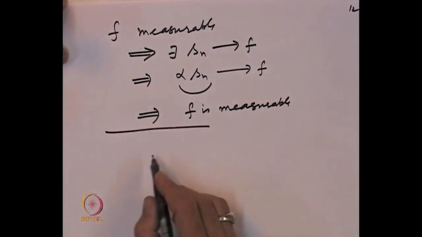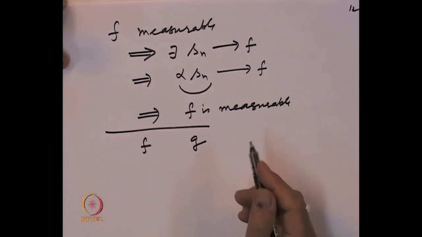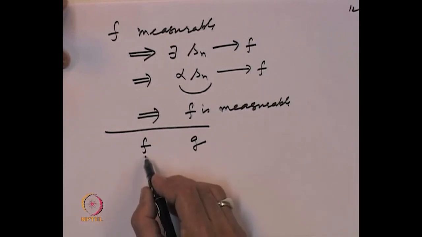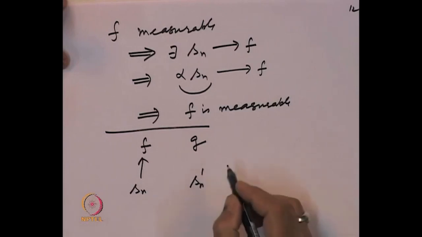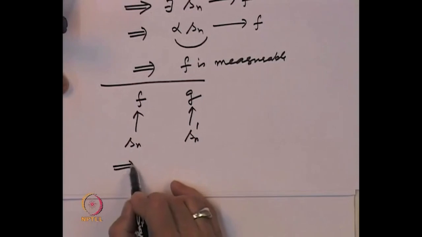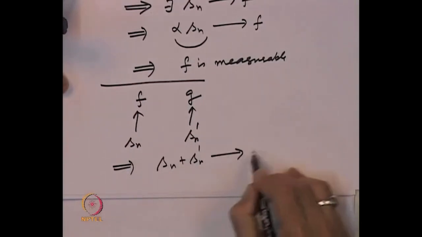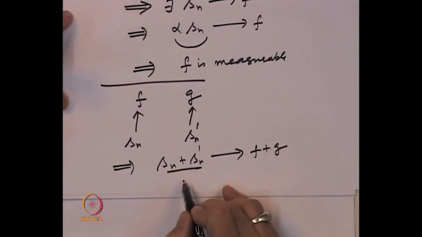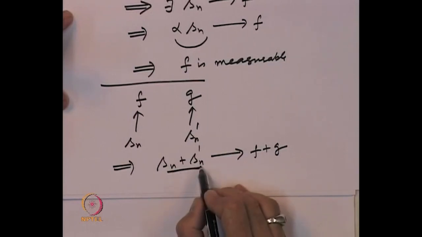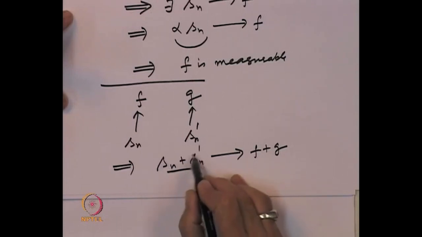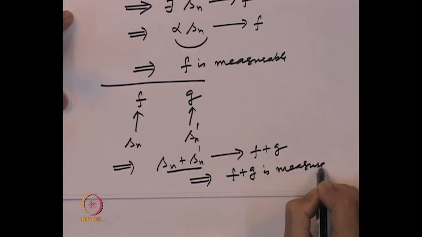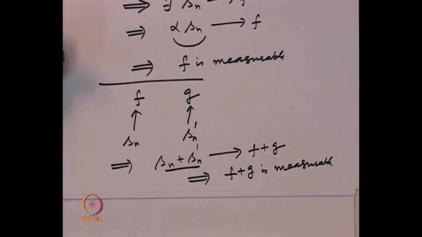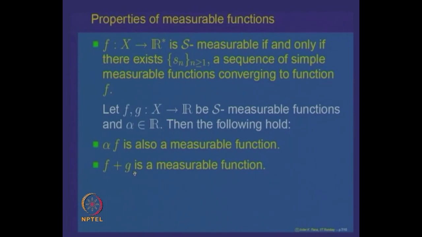And the same proof works for the sum of two functions. Let us say f and g are two measurable functions. We want to prove that f plus g is measurable. f measurable implies there is a sequence S n of simple measurable functions converging to it. g is measurable, so there is a sequence S n dash of simple measurable functions converging to it. That implies that S n plus S n dash converges to f plus g, and for every n this is a sum of simple measurable functions, so it is again a simple measurable function. So, we got a sequence of simple measurable functions which converges to f plus g, which implies that f plus g is measurable. So, we have proved the next step: if f and g are measurable, then f plus g is also measurable.